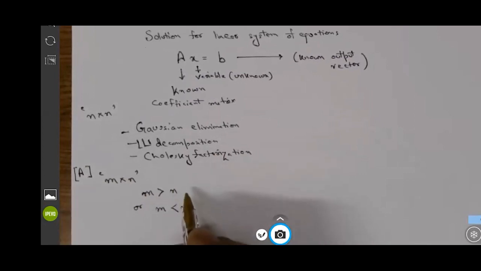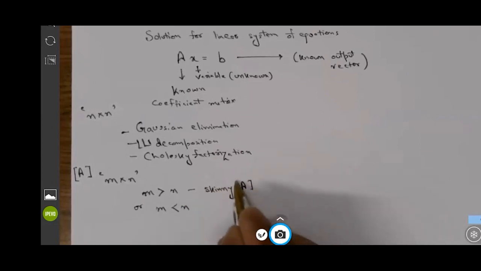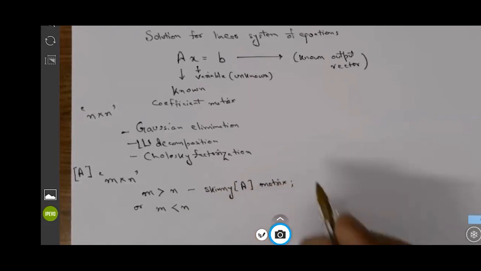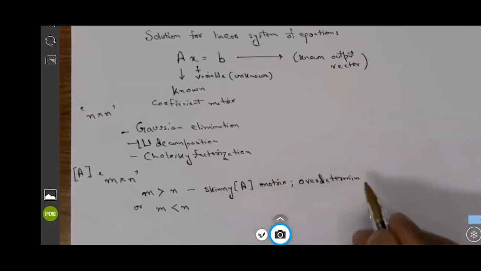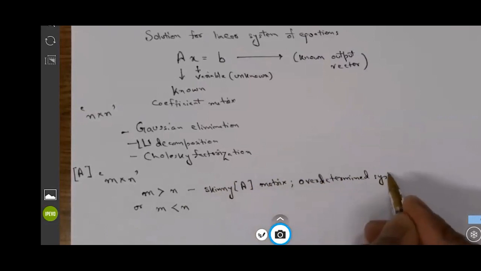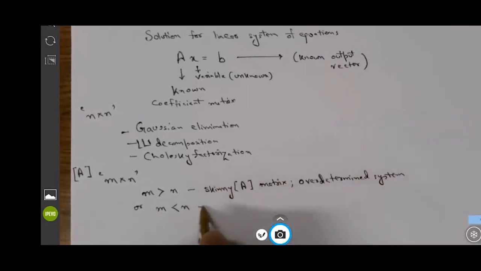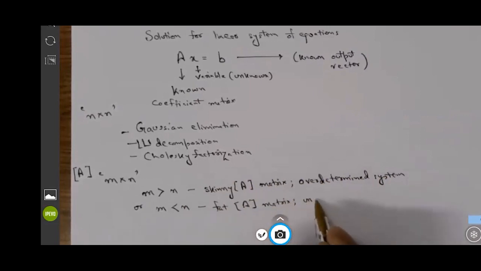When m is greater than n, we call this a skinny matrix, skinny A matrix, and it is also called an overdetermined system. When m is less than n, we call it a fat A matrix, and it's also called an underdetermined system.